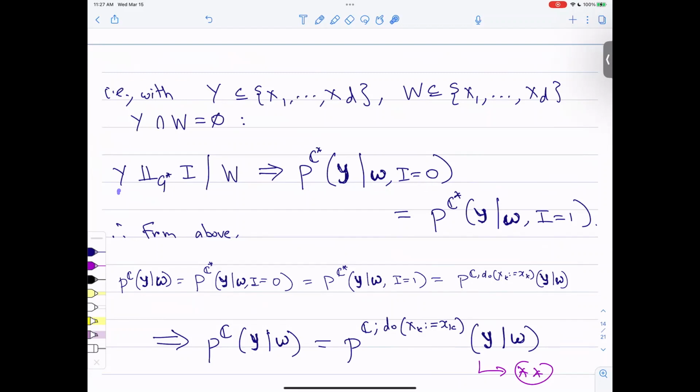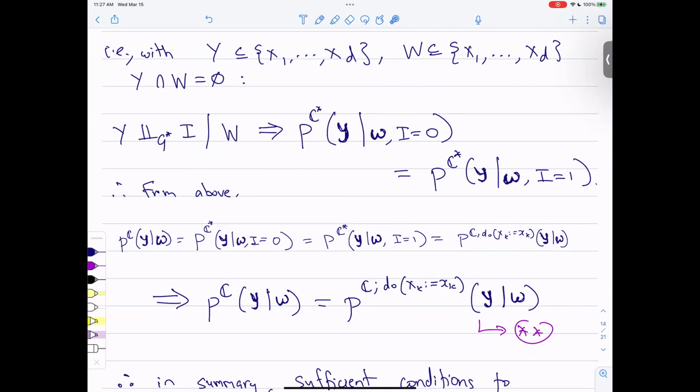Because this and this are conditionally independent given this. Therefore, conditioned on this, the distribution of this does not depend on the state of this, and the state of this is only 0 or 1. So whether I equals 0 or I equals 1, these things are the same. Good. This is for the C star model.